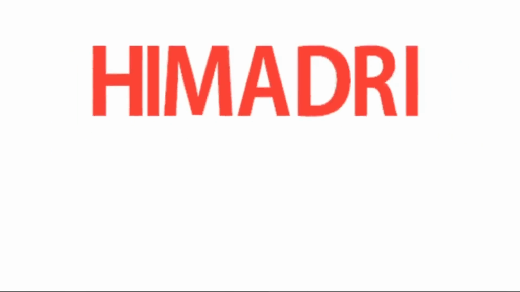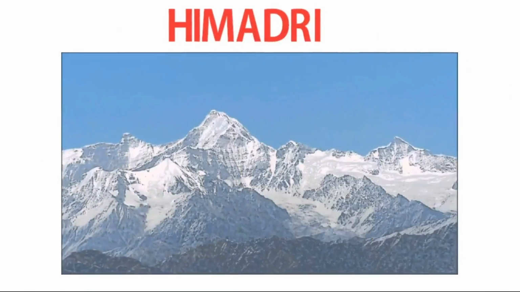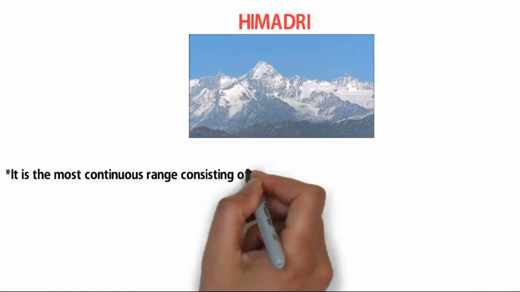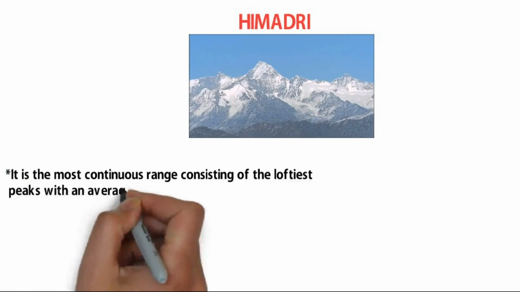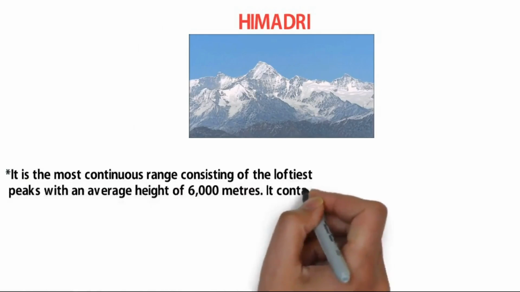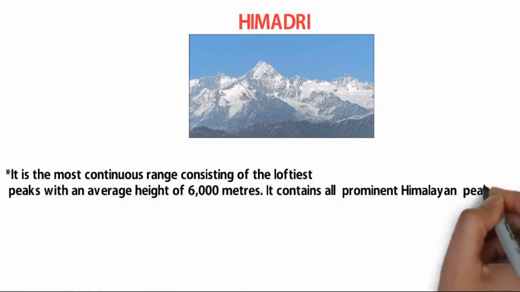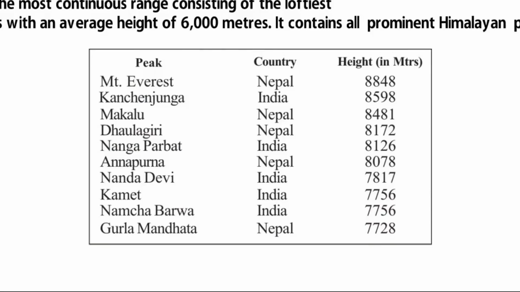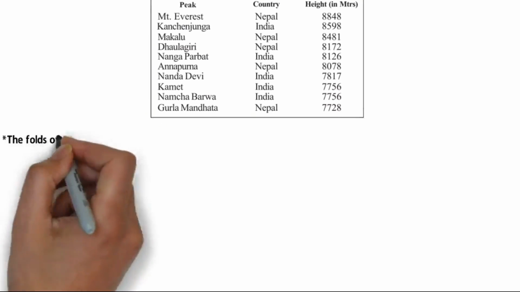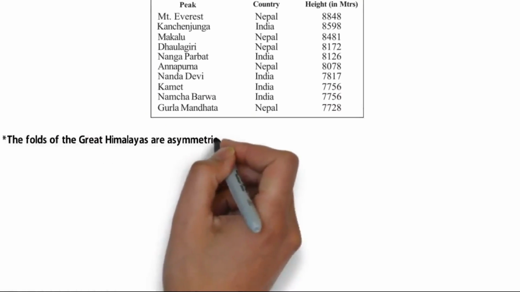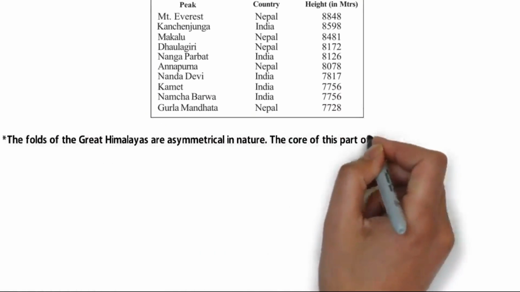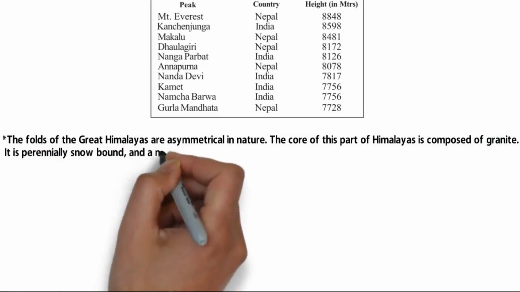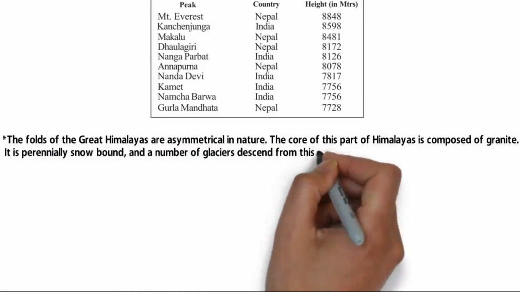Himadri. It is the most continuous range, consisting of the loftiest peaks with an average height of 6,000 meters. It contains all prominent Himalayan peaks. The folds of the Great Himalayas are asymmetrical in nature. The core of this part of the Himalayas is composed of granite. It is perennially snowbound, and a number of glaciers descend from this range.